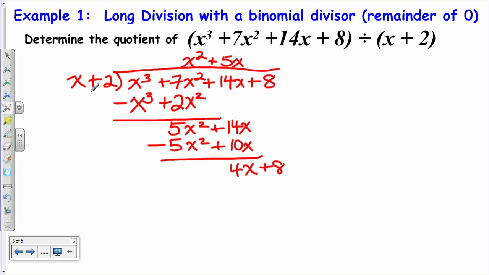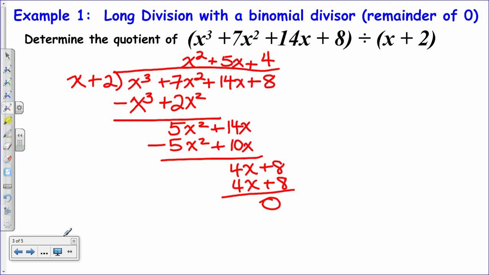And now you ask yourself, how does the x become 4x? Through multiplication of 4, and the constant terms line up here. So it's 4x. And then 4 times 2 is 8. And as expected, because you were told, we had a lovely remainder of 0.